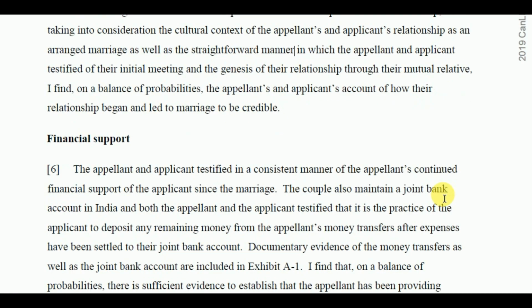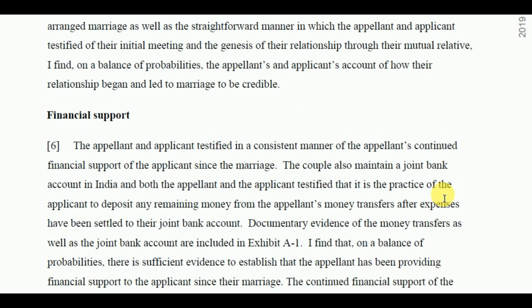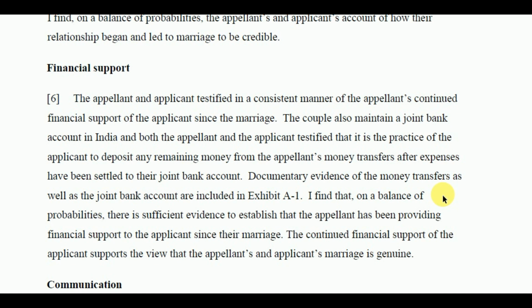Now the financial support is also a factor which the visa officer looks at to establish whether or not the marriage is genuine. The appellant and applicant testified in a consistent manner about the appellant's continued financial support of the applicant since marriage. The couple also maintain a joint bank account in India, and both the appellant and applicant testified that it is the practice of the applicant to deposit any remaining money from the appellant's money transfers, after expenses have been settled, into their joint bank account.